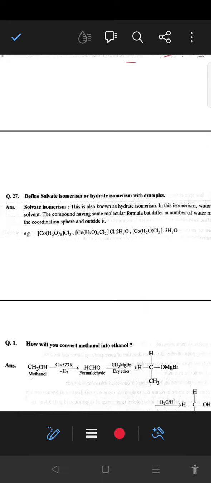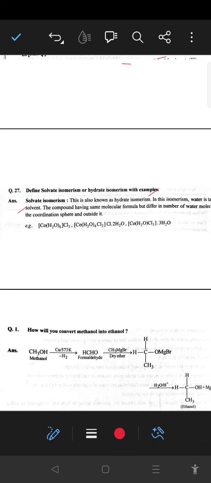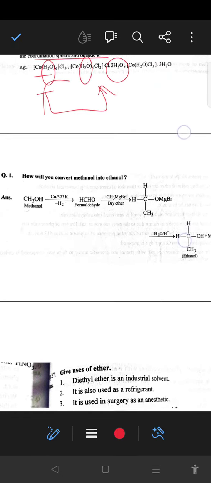So next, define solvate isomer or hydrate isomer. This is also known as the hydrate isomer. In this isomerism, water is the solvent, and the compounds have the same molecular formula but differ in the number of water molecules in the coordination sphere, inside and outside. For example, water is 6 here, and next time it is water 4 and water inside and outside are different in both. So this is an example of a hydrate isomer.